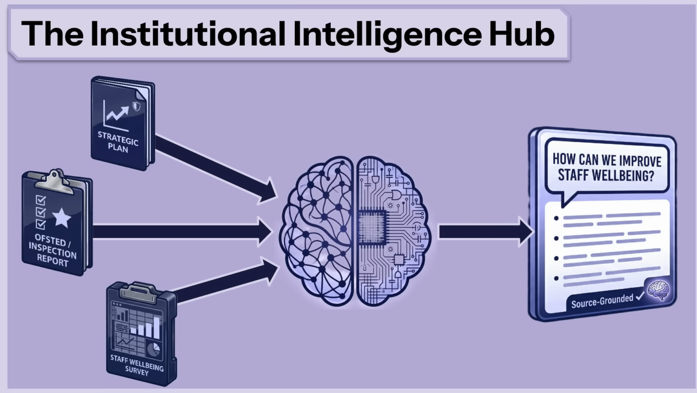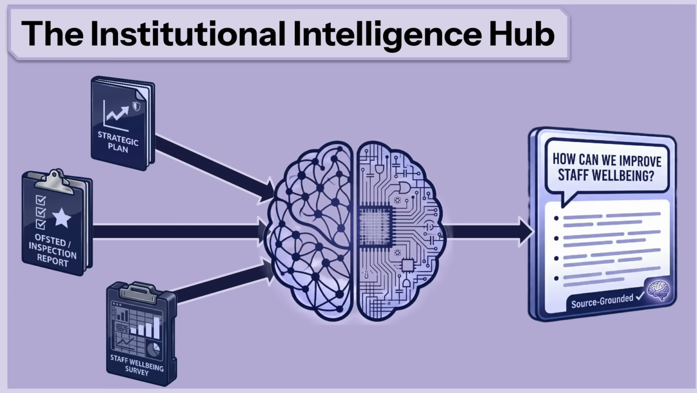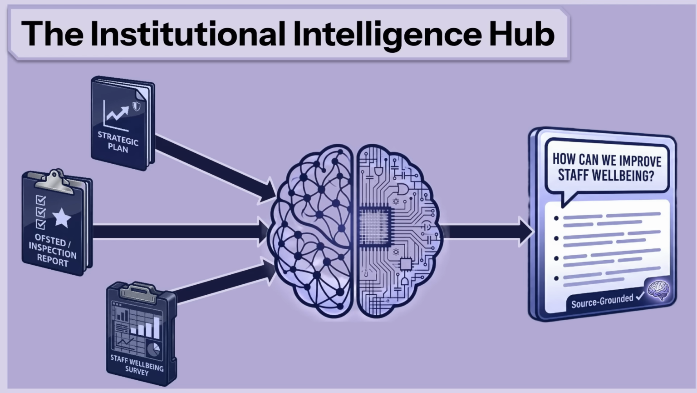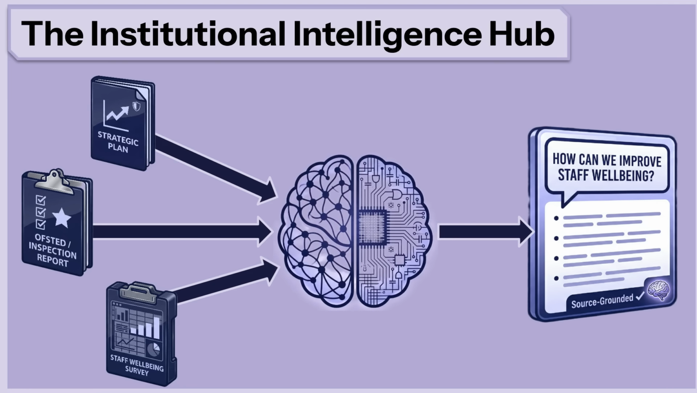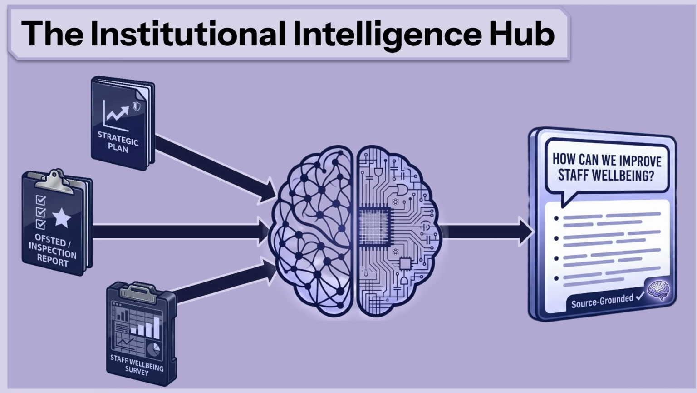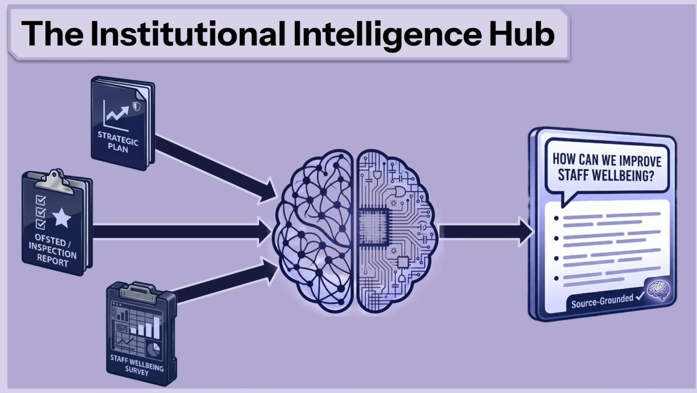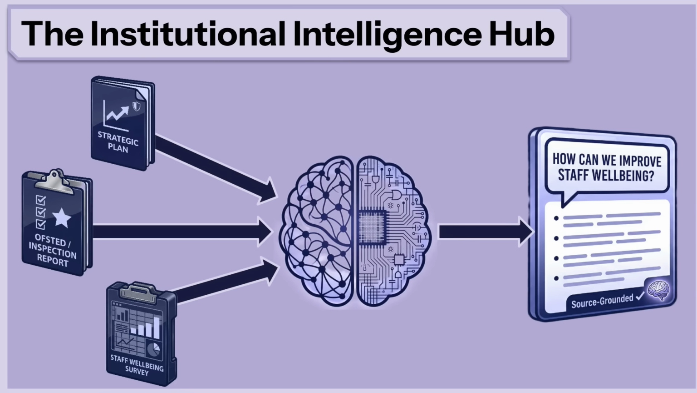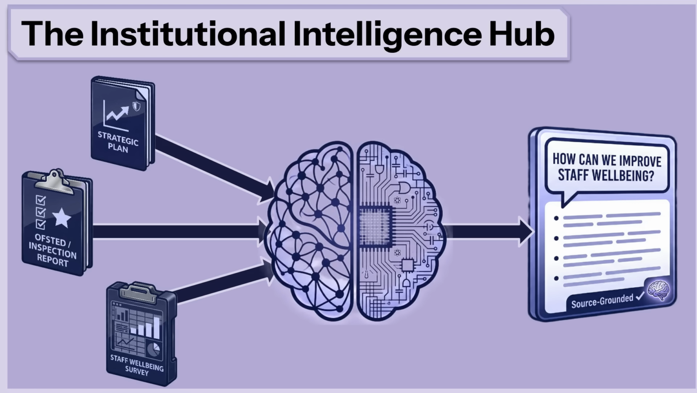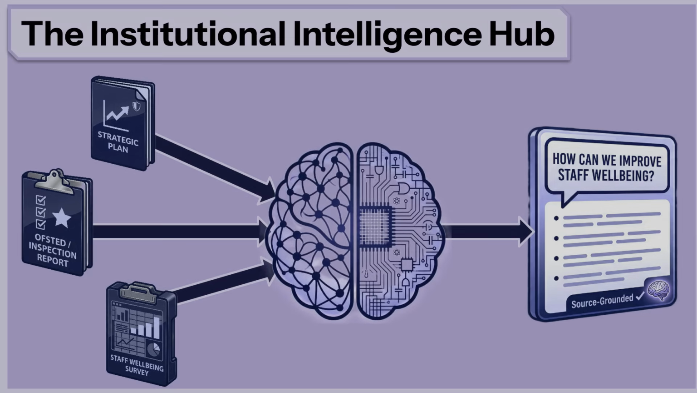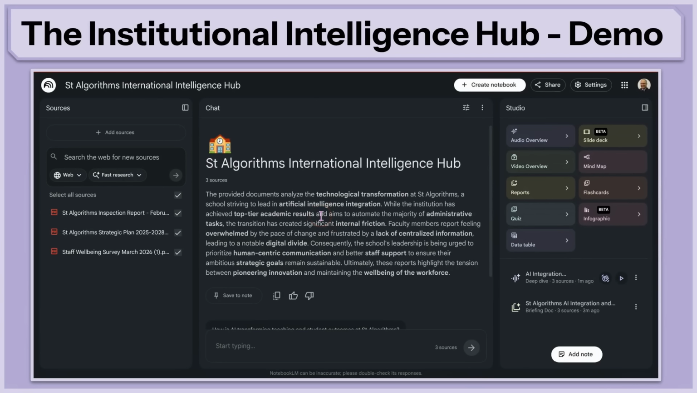Now, the engine here is different. While Gemini is a brilliant generalist, NotebookLM is a dedicated analyst who only knows what you give it. It is source grounded. Every answer it gives comes with a citation that takes you directly to the source. In a world of AI hallucinations, the hub is your anchor to the truth. So let's have a look at NotebookLM and the intelligence hub that I've already built for St. Algorithms International.